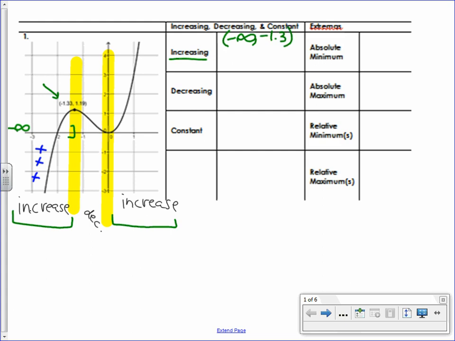Okay. Now, I've also got another area where he was increasing. He starts increasing again right here. Now, that value is 0. And then he's increasing for all values from then on. So we're going to say he's increasing from 0 to positive infinity.